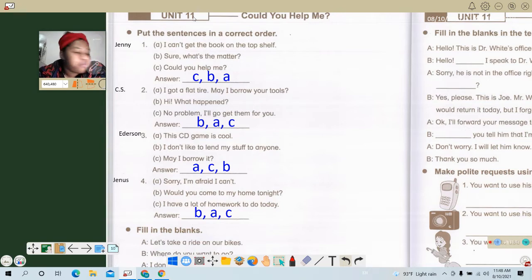Could you help me? Sure, what's the matter? I can't get the book on the top shelf.